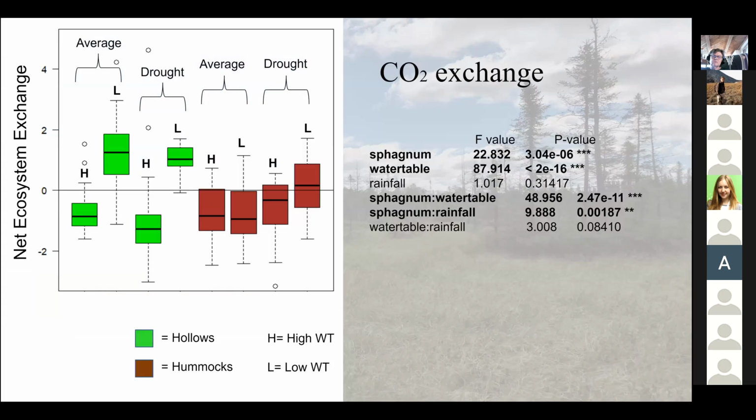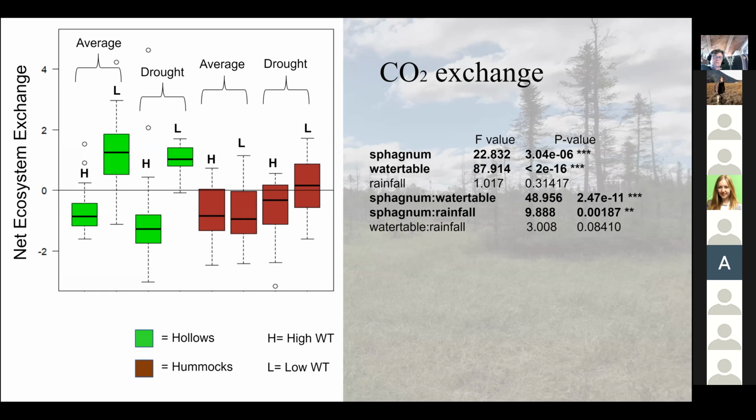So this figure is looking at net ecosystem exchange, which is CO2 uptake minus energy loss from respiration. So the green boxes represent the hollows that grow closer to the water table, and then the brown represent the hummocks. So the high water tables are marked with an H and the lower marked with an L. And then as you can see, each set of boxes is sectioned into either average or droughted rainfall treatments. So any NEE below 0 represents a net uptake of CO2 into the ecosystem via photosynthesis, while any positive NEE represents a net loss of carbon dioxide to the atmosphere via respiration.